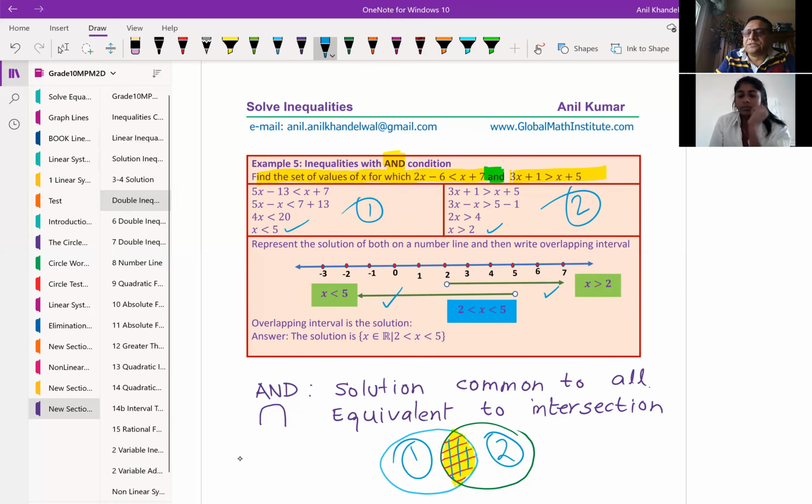Open circles indicate that those points in the margin are not included. Those boundary conditions are given to us clearly, and should not be included. So those are the open circles. Now, what is common in between the two? That is the part of our solution. This portion, which is common between the two, is between 2 and 5. And therefore, the solution is x belongs to real numbers where x is greater than 2 and less than 5.